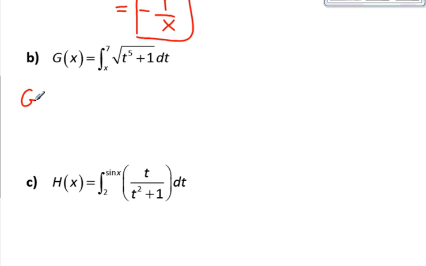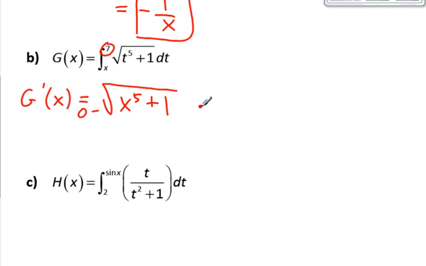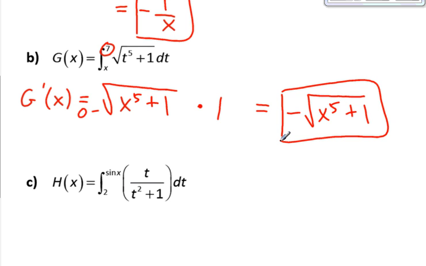Okay, so let's try example 2. So if I want g prime, I evaluate at my upper limit times the derivative of my upper limit. But since my upper limit is a constant, we know that that's going to be 0. So we're going to have 0 minus, now evaluate at the lower limit, times the derivative of the lower limit. Now here's where people get confused because they then try to multiply by the derivative of the square root. No, the lower limit is x, so we're multiplying by 1. So this answer is going to be the negative square root of x to the 5th plus 1. Okay?